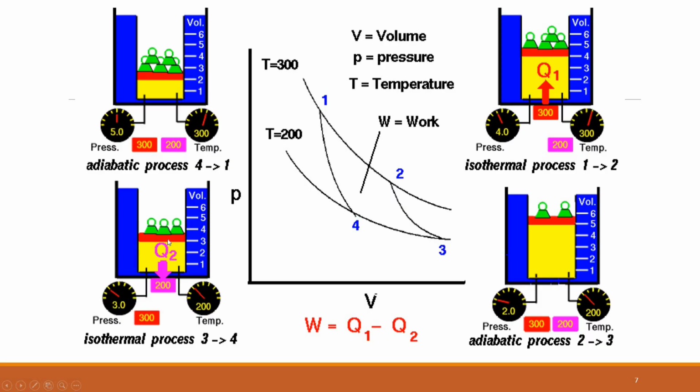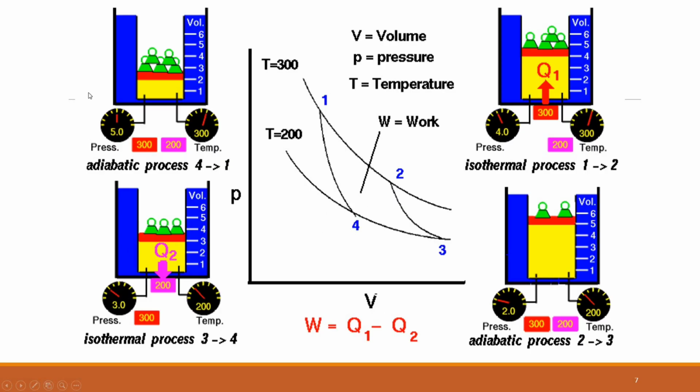Because the gas is in contact with the cooler reservoir, its temperature remains constant during this process. However, as the gas is compressed, it releases heat to the surroundings. This heat, denoted as Q2, flows from the gas into the cold reservoir to maintain the constant temperature. By the end of this stage, the gas has returned to a smaller volume and higher pressure, reaching state 4.